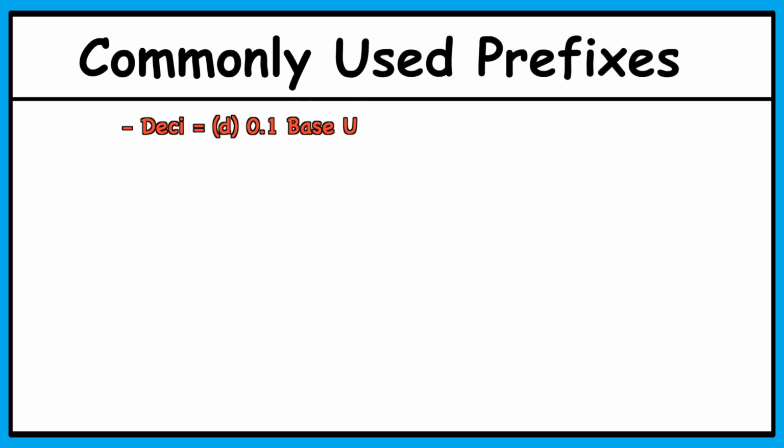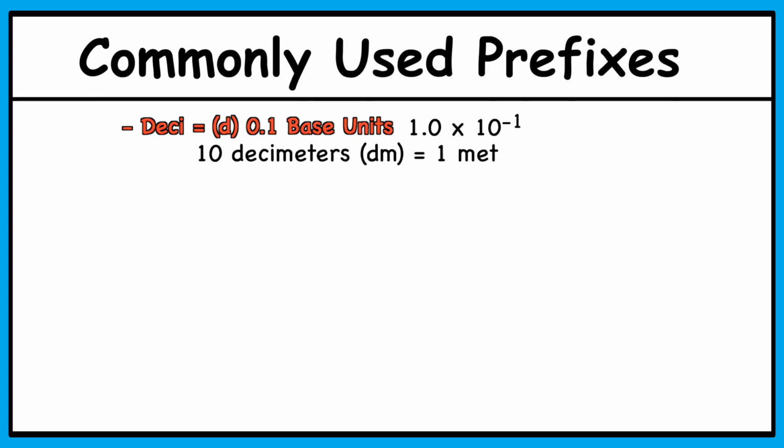A deci, or a lowercase d, is the first one, and it means 1/10 of a base unit, or 0.1 base units. If we put this in scientific notation, this would be 1.0 times 10 to the negative first power of base units. So a decimeter is smaller than a meter. It takes 10 decimeters to equal 1 meter, or 1/10 of a meter equals 1 decimeter.